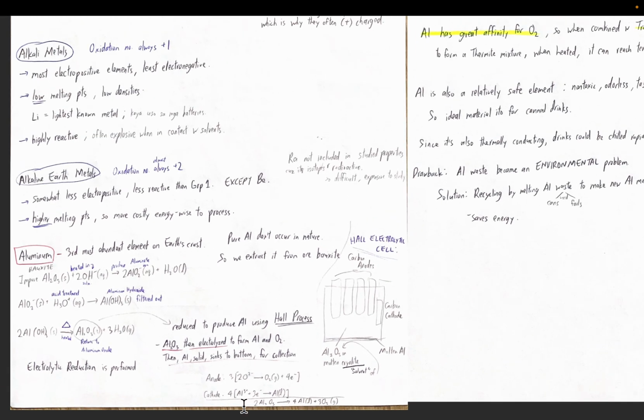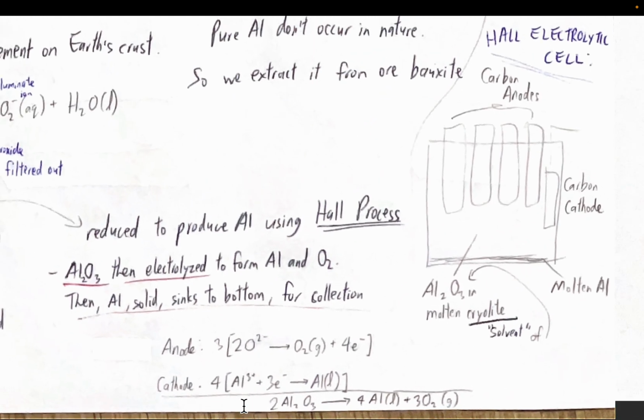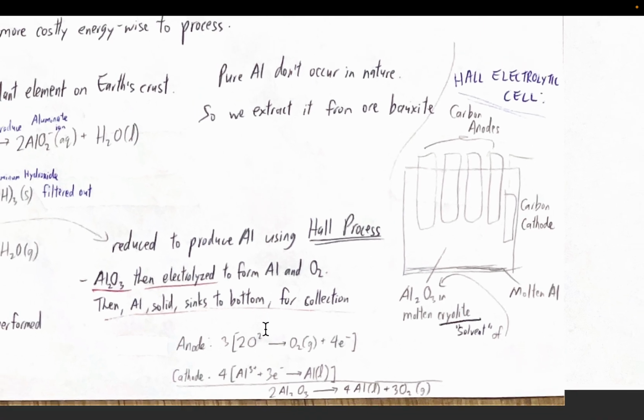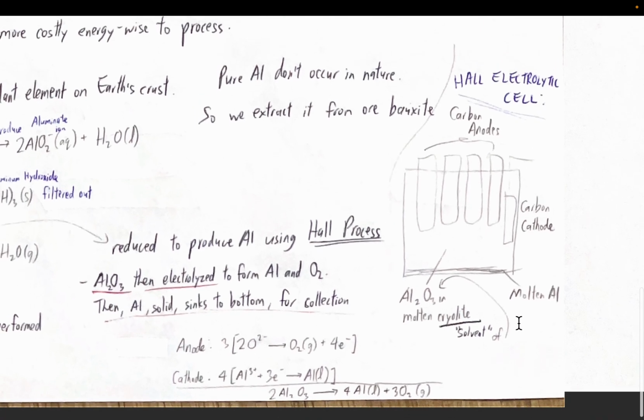Okay. What's the anode and cathode here? Molten, so aluminum is liquid, right? So aluminum in its liquid form is the product at the cathode. At the anode, oxygen. This is not oxygen. This is oxide, I think. Yeah. You produce oxygen and electrons.